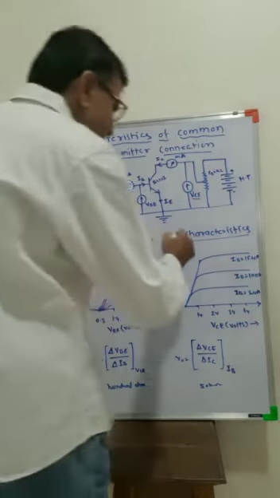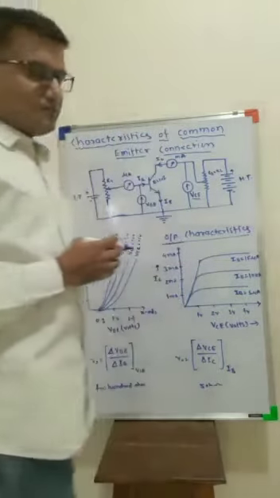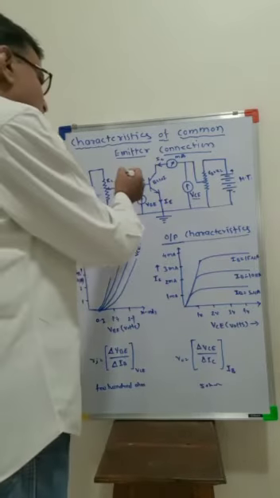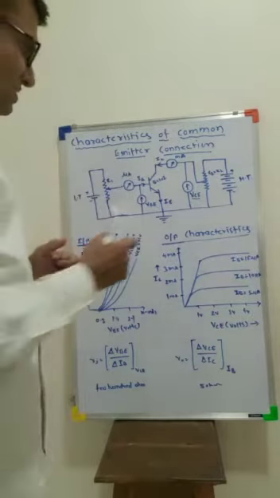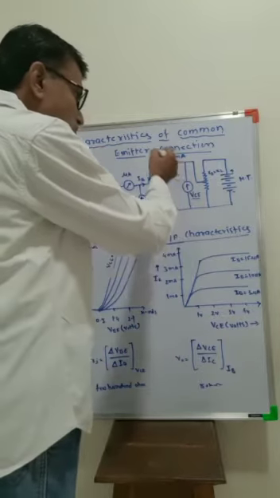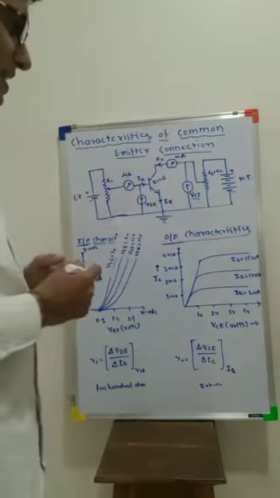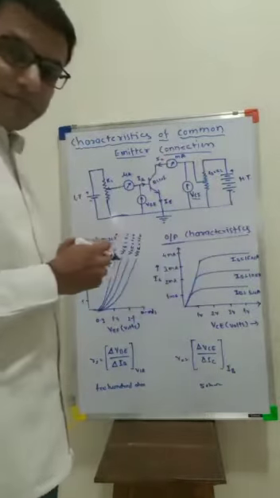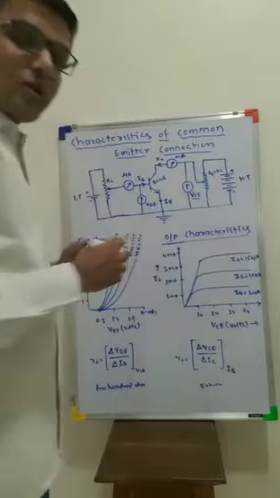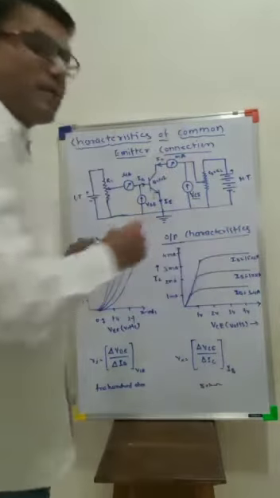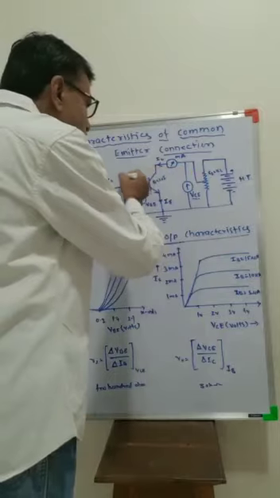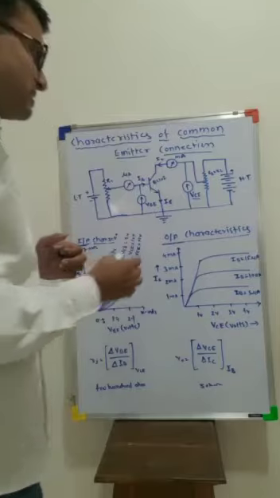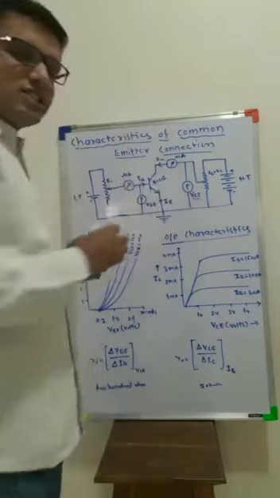Then we study the output characteristics. In the output characteristics, we keep the input current constant, change the output voltage, and note down the output current. Suppose IB is equal to 5 microampere, IB is equal to 10 microampere, IB is equal to 15 microampere. Suppose IB is equal to 5 microampere and remains constant. Then change VC and note down IC.